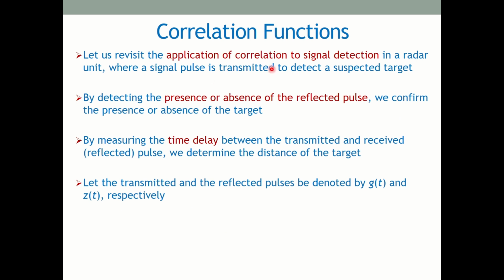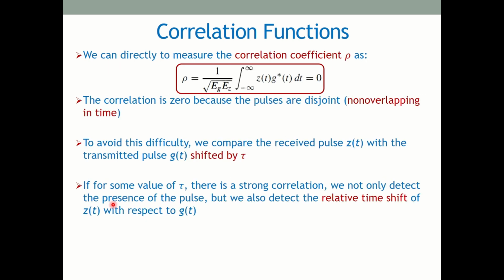So let us revisit the application of correlation to signal detection in a radar unit that we initially discussed on the first slide, where a signal pulse is transmitted to detect a suspected target. By detecting the presence or absence of the reflected pulse, we confirm the presence or absence of the target. By measuring the time delay between the transmitted and received pulse, we can determine the distance of the target. So let the transmitted and reflected pulses be denoted by g(t) and z(t): g(t) is the transmitted and z(t) is the reflected. In that case, the similarity between these two is represented by this expression. It is called the correlation coefficient.